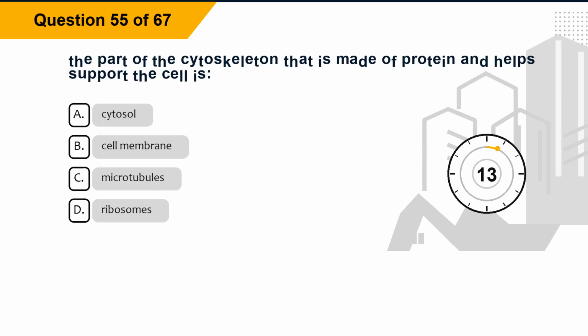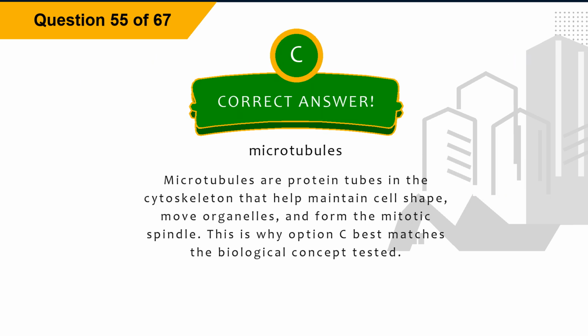Question 55. The part of the cytoskeleton that is made of protein and helps support the cell is: Option A, cytosol. Option B, cell membrane. Option C, microtubules. Option D, ribosomes. The correct answer is option C, microtubules.